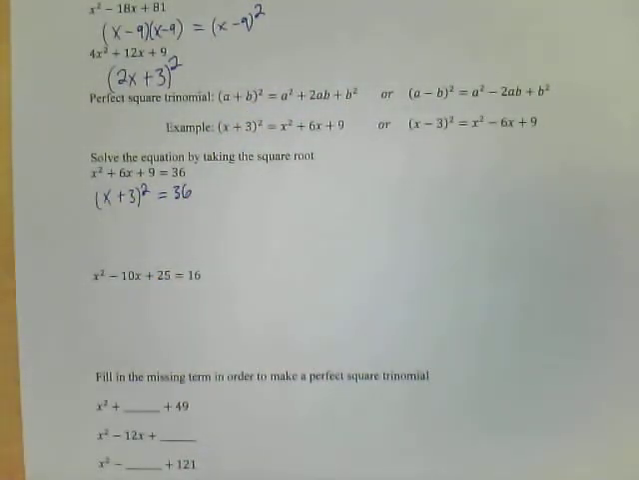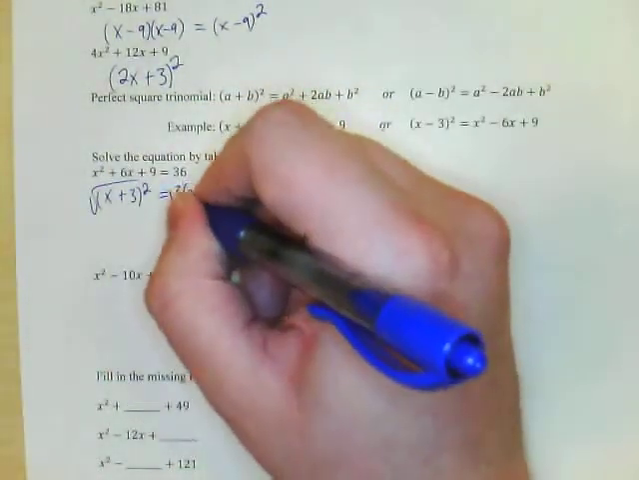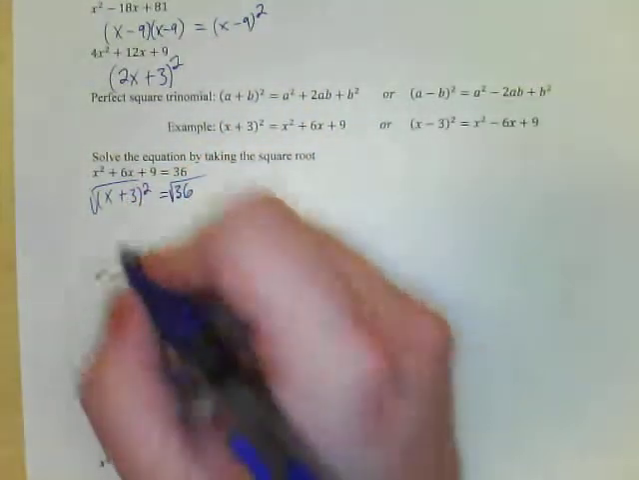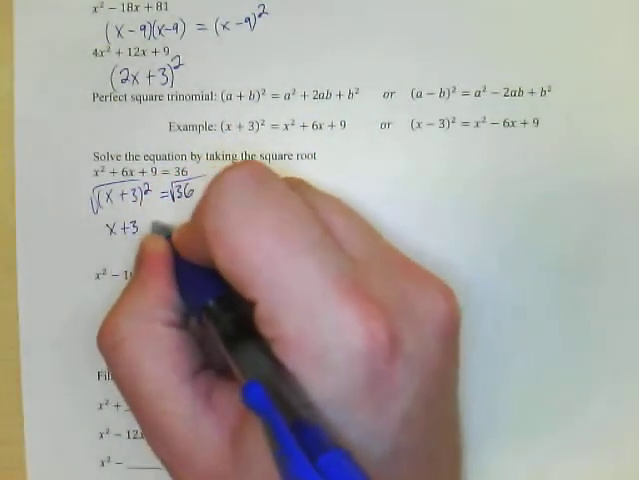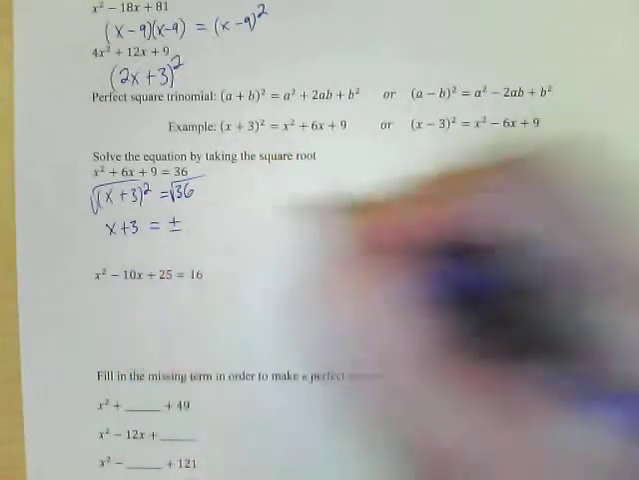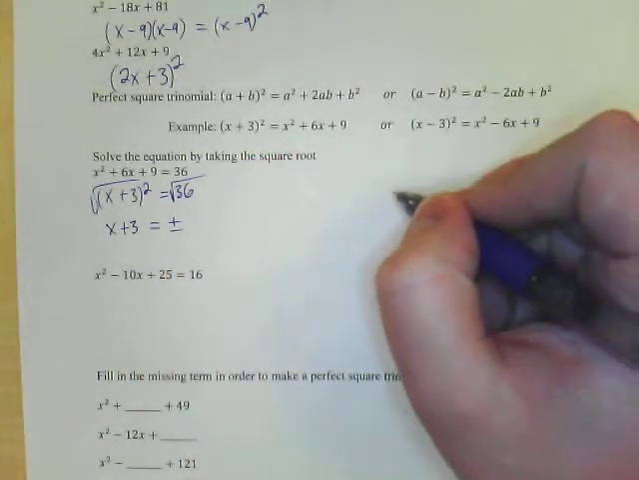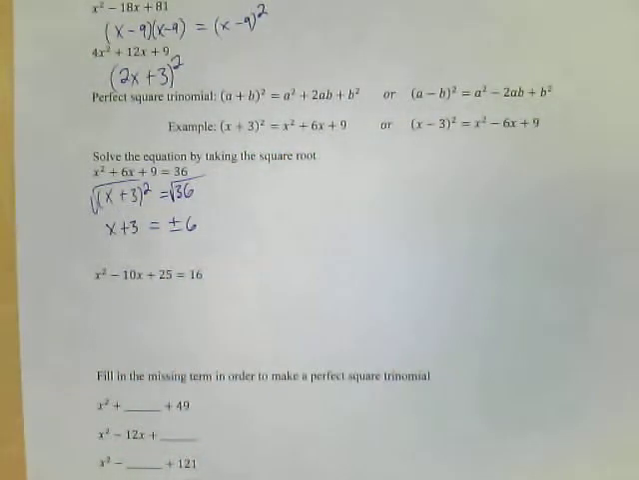Well, now we can take the square root. So we take the square root of both sides, and squaring and square root cancel off. We're just left with x plus 3 over here. And then we get plus or minus the square root of 36. Well, the square root of 36 is 6.